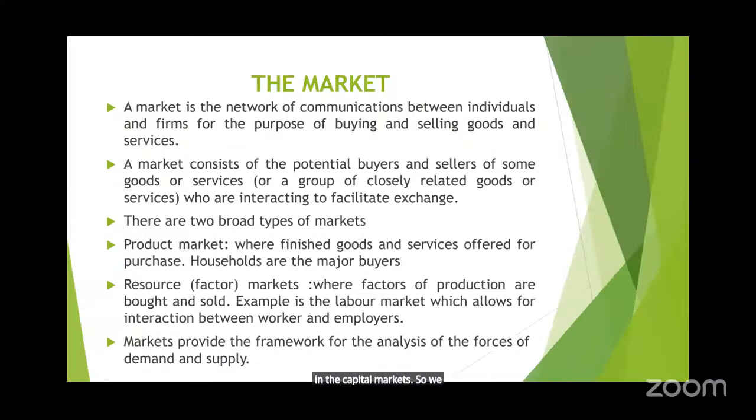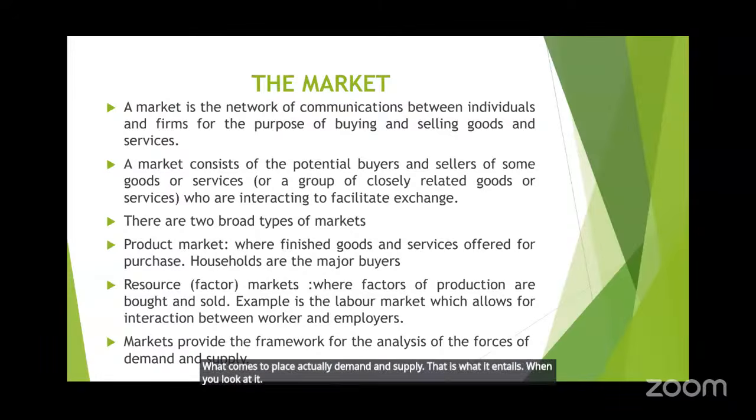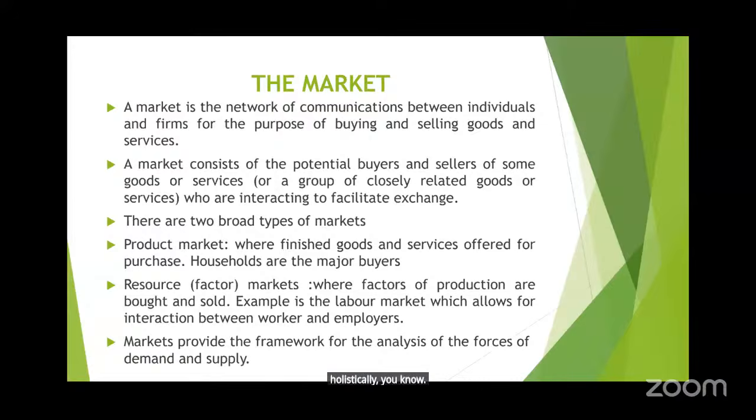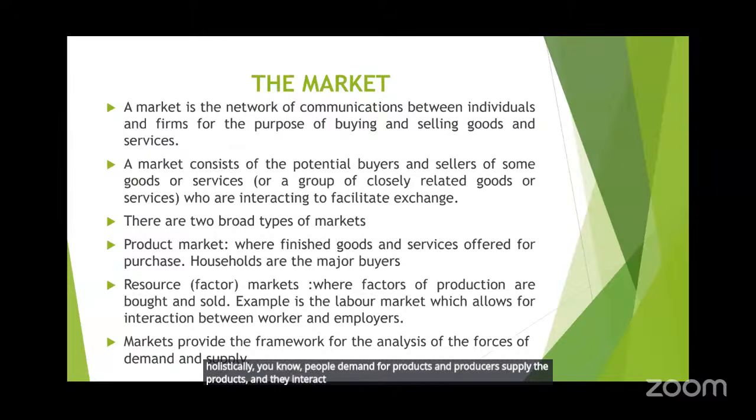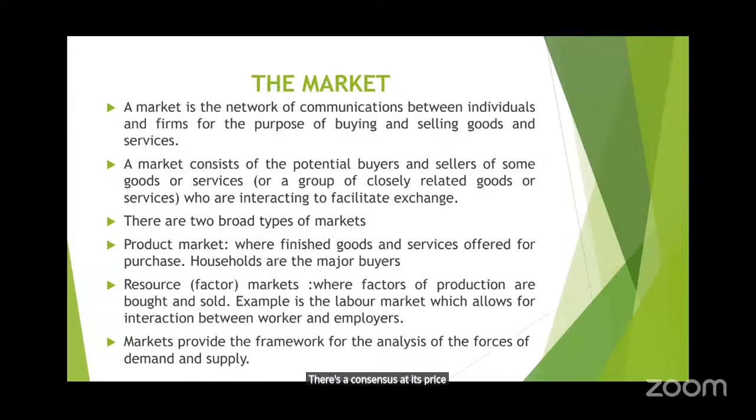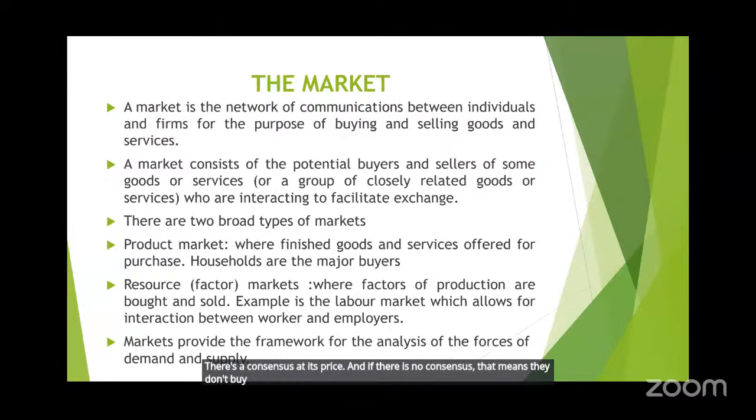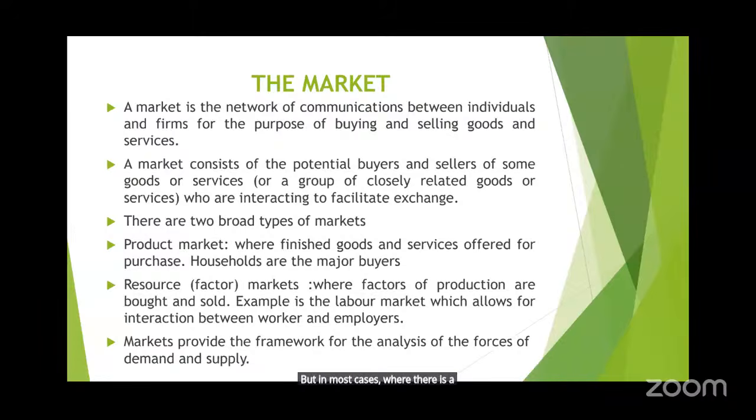So we have the product market and we have the factor market. And in all of this interaction, what comes into play is actually demand and supply. When you look at it holistically, people demand for products and producers supply the products, and they interact, and eventually they agree at a price. There's a consensus at a price. And if there's no consensus, that means they don't buy, or the transaction does not take place. But in most cases, where there is a consensus, then the transaction takes place.